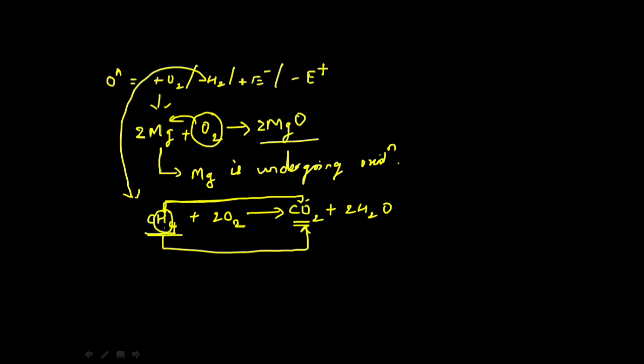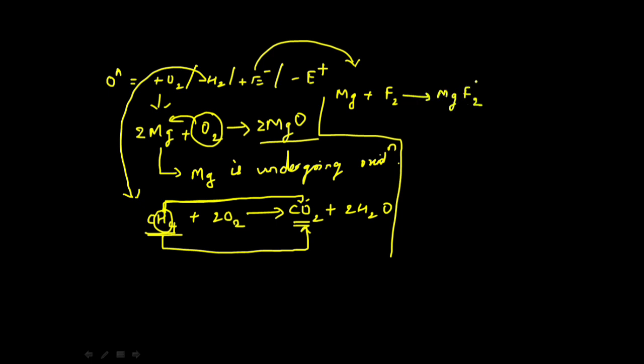Then next is addition of electronegative element. This is also termed as oxidation. Take an example, magnesium plus fluorine giving magnesium fluoride, MgF2. In this reaction, which is the electronegative element? That is fluorine. So an electronegative element is added to magnesium, so this reaction is an example of oxidation reaction. In this case, magnesium is undergoing oxidation.